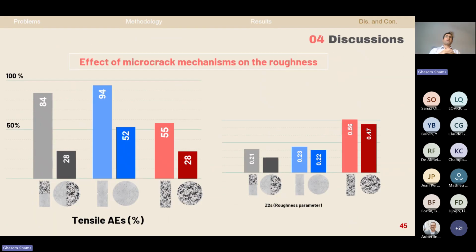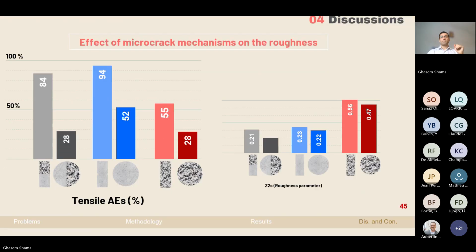That's why we obtain higher tensile strength in Brazilian tests. And the effect of microcrack mechanism on roughness. As we saw here, rougher fracture surfaces correspond to the samples with higher contribution of tensile microcracks. In other words, the fractures obtained from direct tensile tests have rougher surfaces.